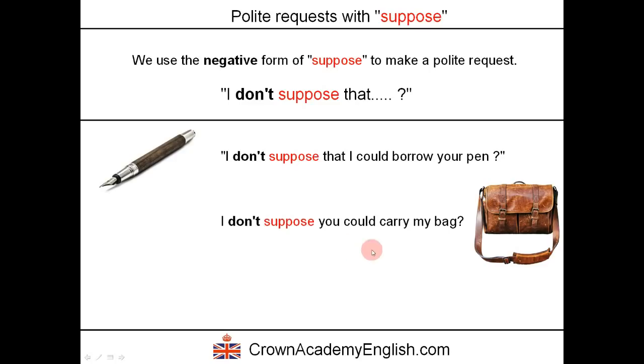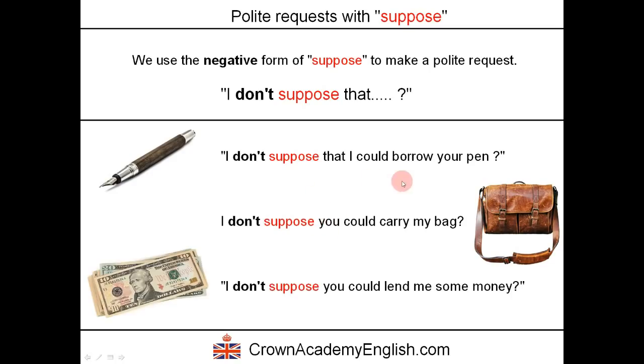"I don't suppose you could carry my bag." So here we have omitted the word that. We can either use the word that or not, but it's the same meaning. And finally, "I don't suppose you could lend me some money." So again, we're very politely asking for someone to lend me some money. Okay, so it's always the negative for this. "I don't suppose that."